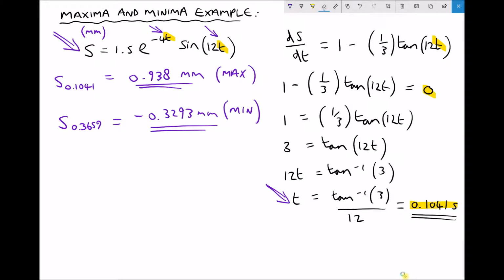I'm just going to take a step back, and what I'm going to do is return to our first order derivative, so ds by dt, but before we did the simplification, that gave us 1 minus a third tan 12t. And we'll pick up from that point in order to find our second order derivative.